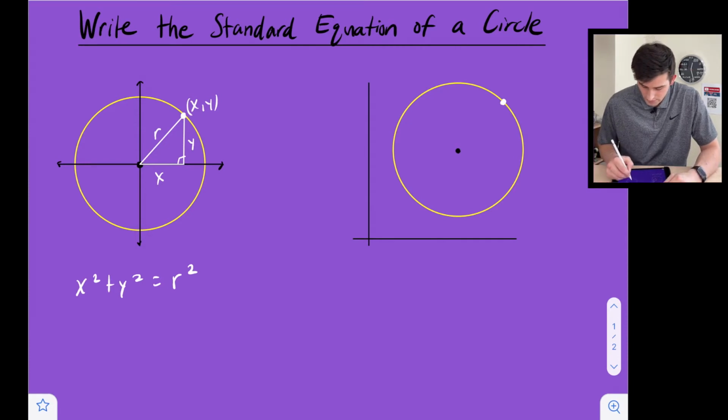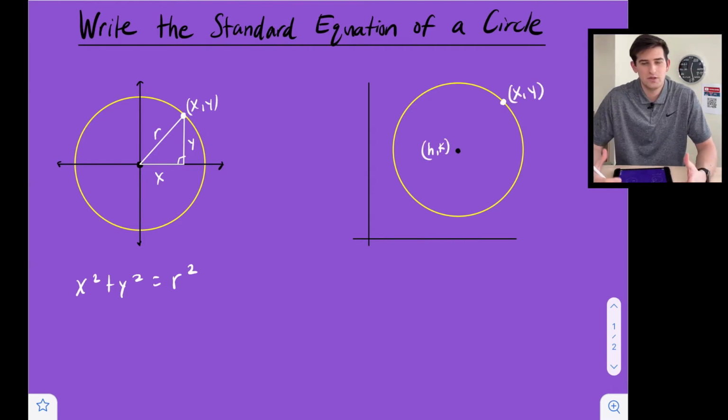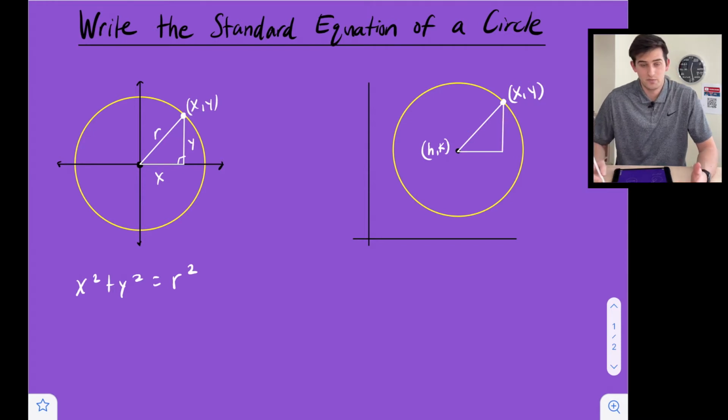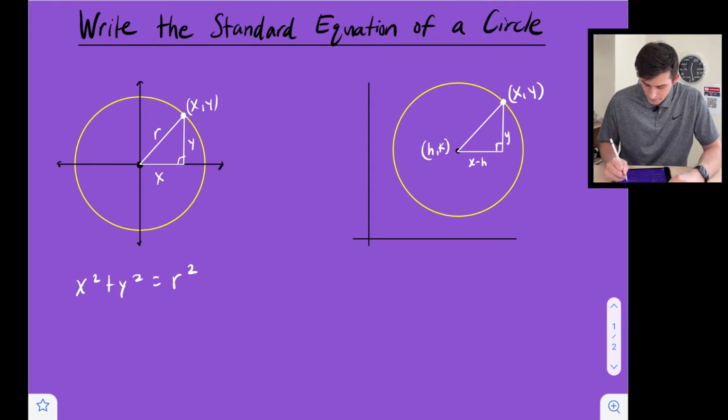We can still draw our circle in here, but now let's say that our center is located at h comma k, because h and k we use in algebra to denote a horizontal translation h and a vertical translation k. Now let's draw this same right triangle in here, and think about what our distances would be. Our distance to the right is not going to be x, it's going to be x minus h, whatever the x coordinate of our center is. And the same thing for our vertical segment, it would be y minus k.